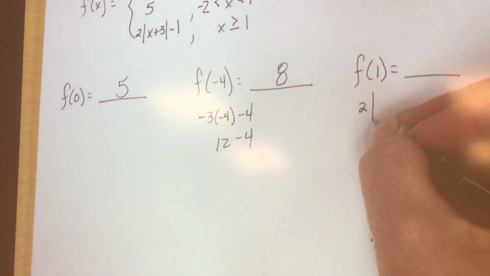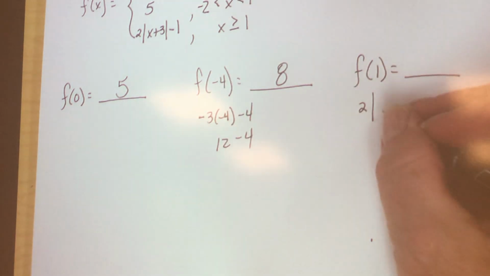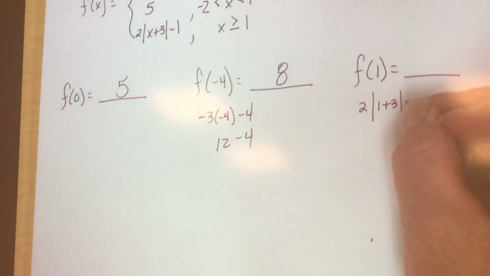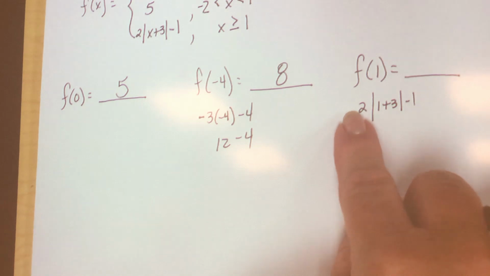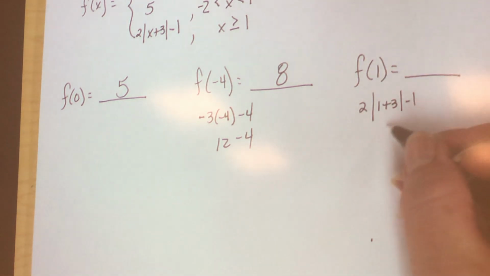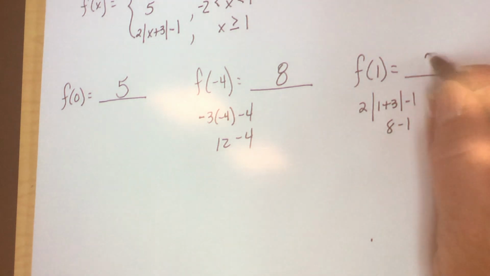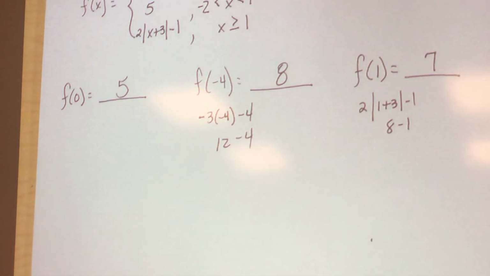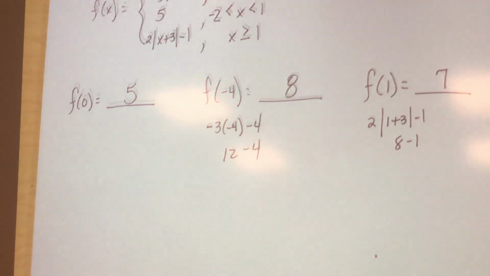So 2 times the absolute value of x, which is 1, plus 3, minus 1. Y'all listen, you cannot distribute throughout an absolute value sign, okay? You have to solve inside it. What's 1 plus 3? 4. What's the absolute value of 4? 4. What's 4 times 2? 8. And 8 minus 1? 7. Perfect. Okay, so can you work problems like these? Yep. All right, those are pretty easy.